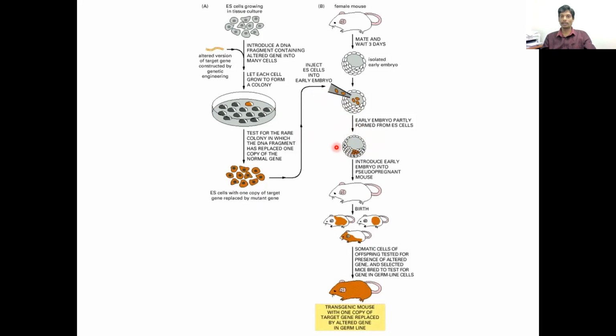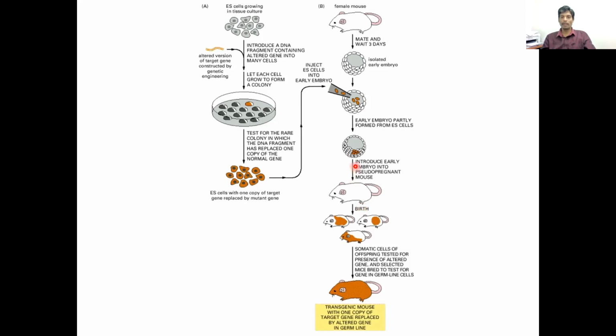So what happens? The early embryo partially forms from the embryonic stem cells, and then you introduce this into a different female again. So the early embryo is introduced into a pseudo pregnant female. I told you how a pseudo pregnant female needs to be produced. So this blastocyst will be introduced into the pseudo pregnant uterus. Then it will give different animals, so different mice.